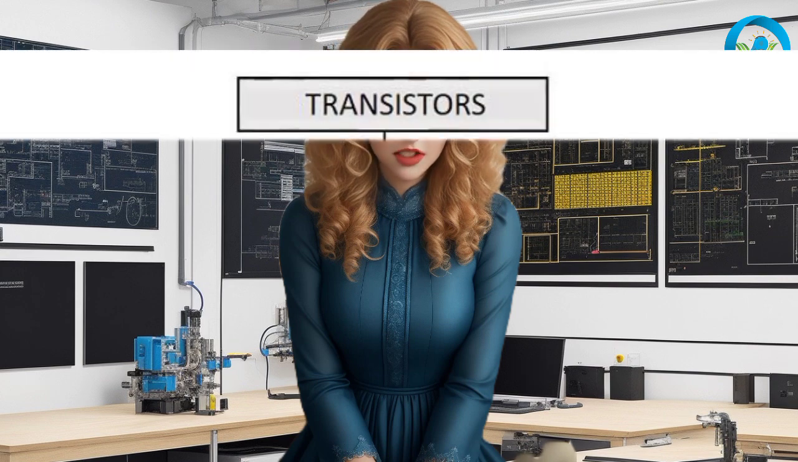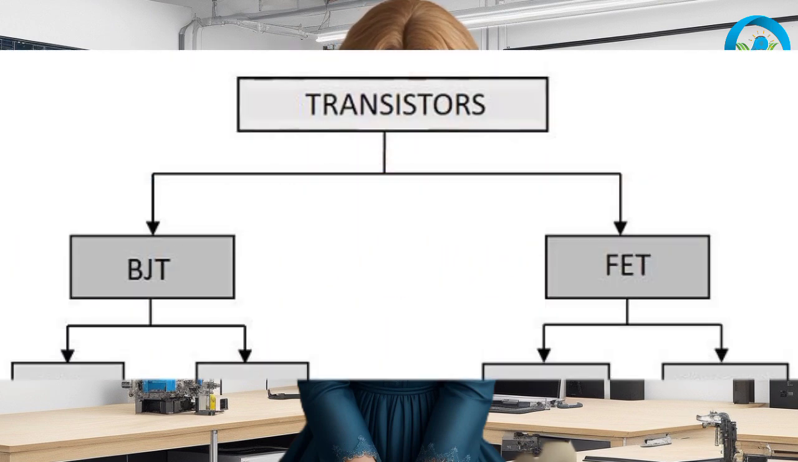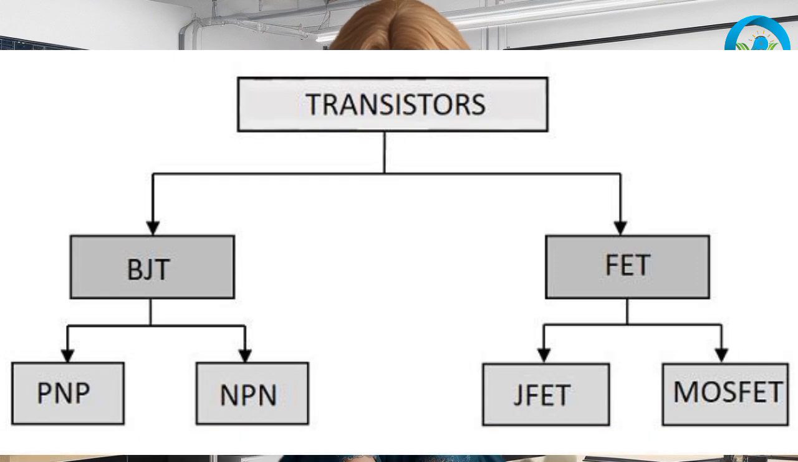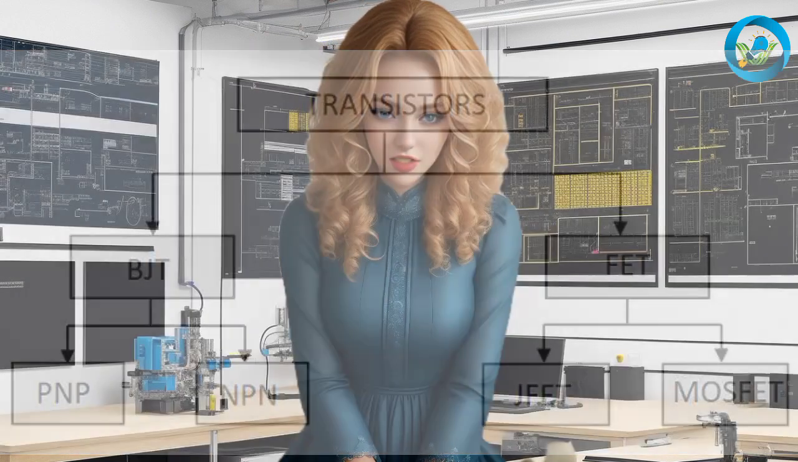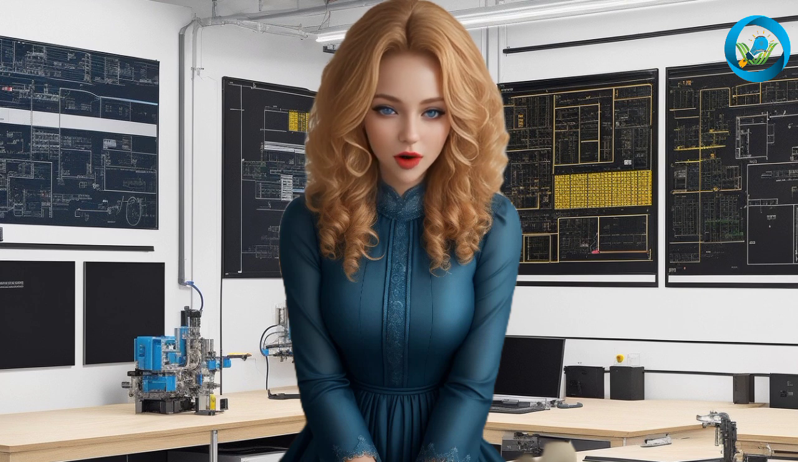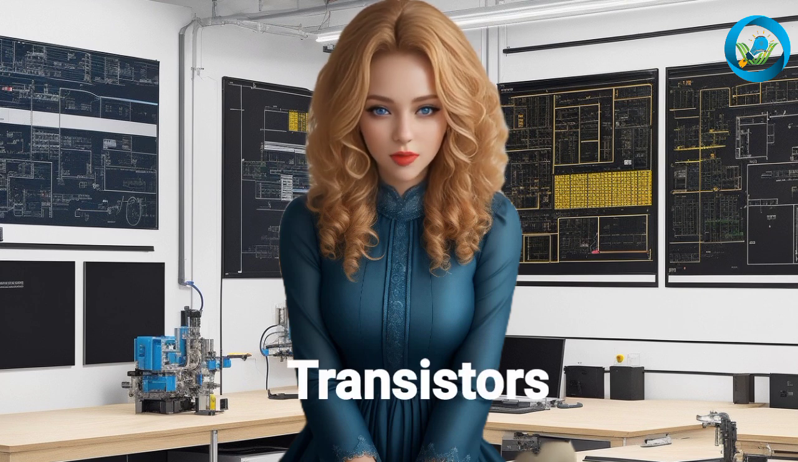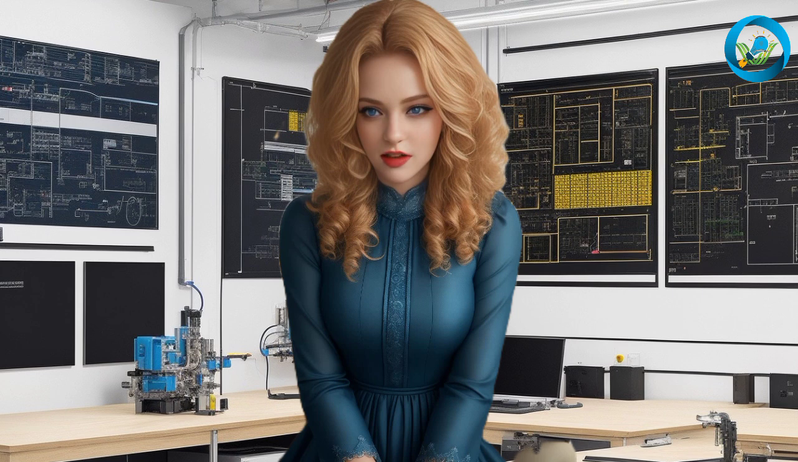There are two main types of transistors: bipolar junction transistors, BJTs, and field effect transistors, FETs. BJTs use a small current to control a larger current, while FETs use an electric field to control the flow of current.